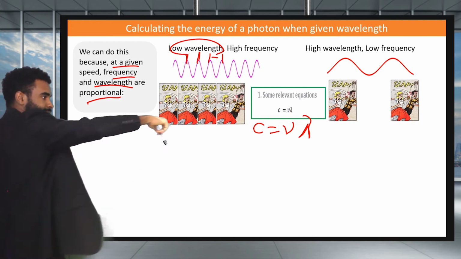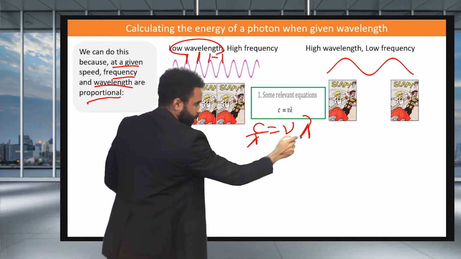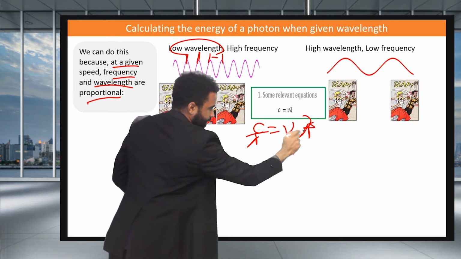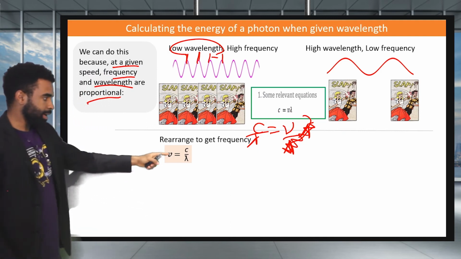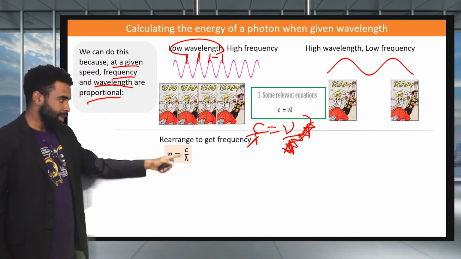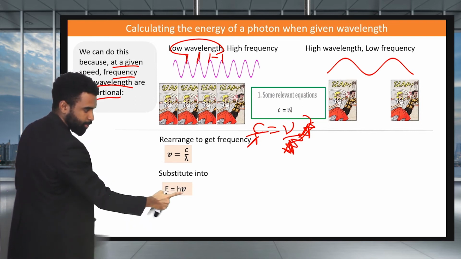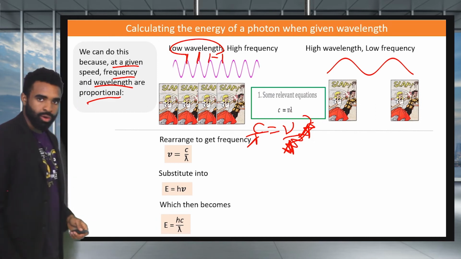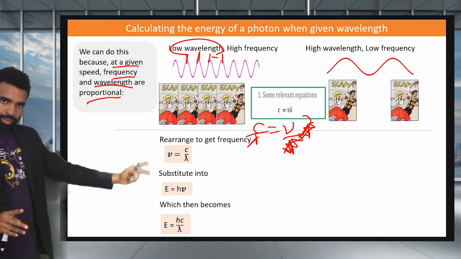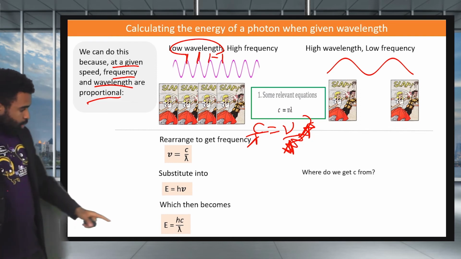What we can do is take that expression, and if we divide both sides by lambda, then we cancel out that lambda, and we get that mu is equal to C over lambda. Mu equals C over lambda. And then we plug in the value for mu into E equals h mu. So we replace mu with C over lambda, giving us what? E equals hc over lambda. Pause the video and make sure you can do that conversion there, because you will need to do it on the exam.